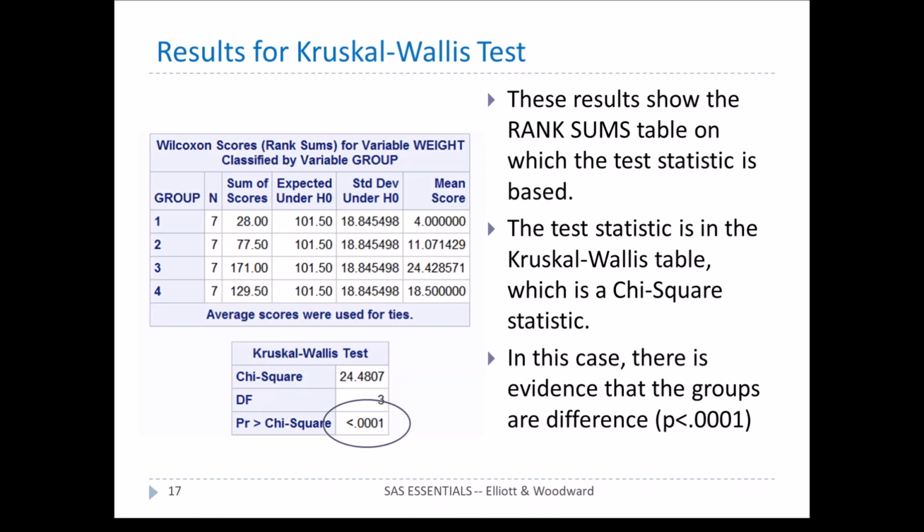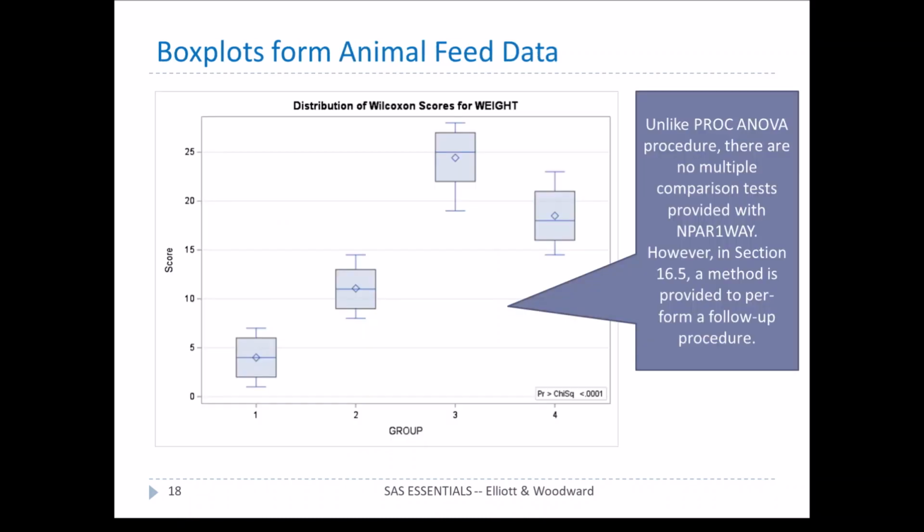So these results show the rank sums as we saw here, and the test statistic is the Kruskal Wallis table, which again is a chi-square table. And here we have p less than 0.0001. Since that would be considered statistically significant, we're going to assume now that there is a difference in the weight gain among the four groups.